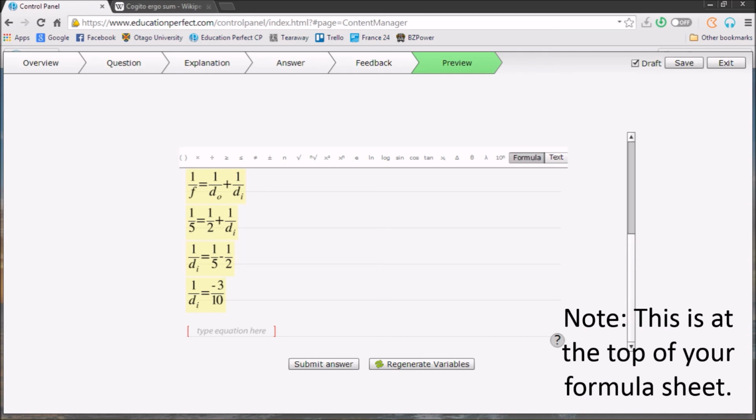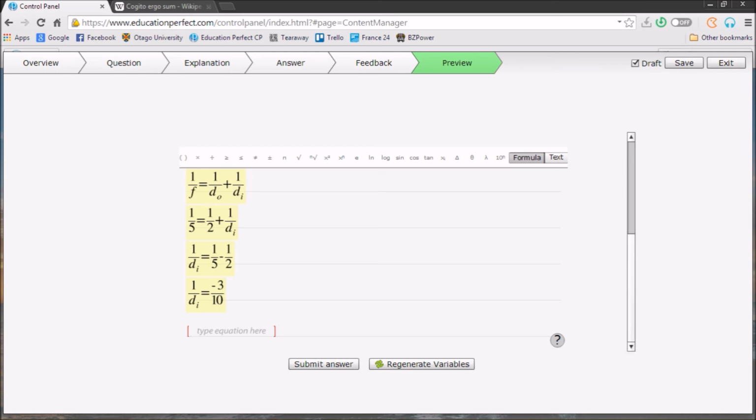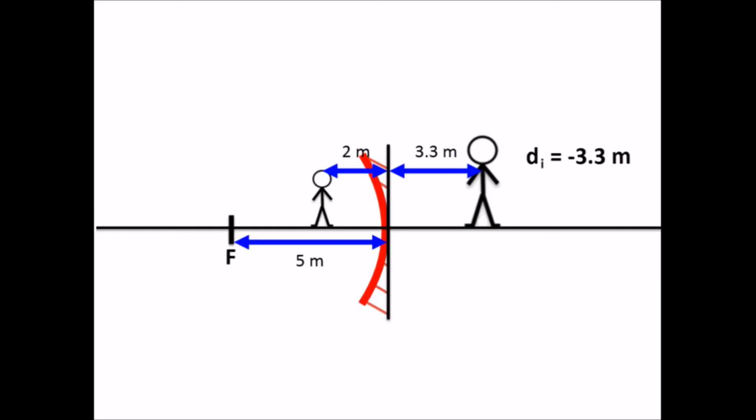We have 1 over DI, but it's just DI that we want. So, now divide both sides into 1. This gives us DI equals negative 3.3 meters to 1 decimal place. Just from that number, we can say the image is virtual, which we already knew from the diagram, but also that it's precisely 3.3 meters from the mirror. Using maths allows us to be very accurate.